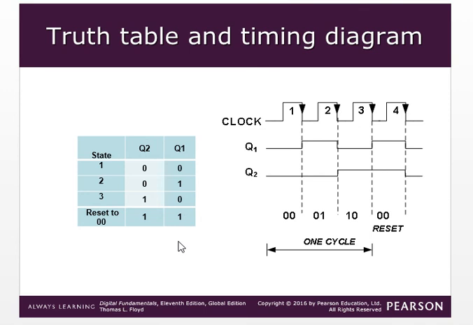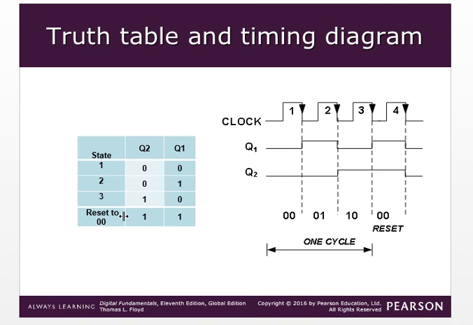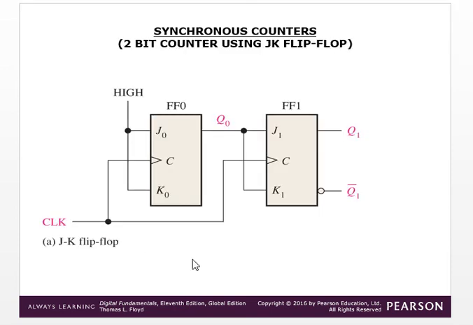So this is a divide by 4 counter, a synchronous counter. The truth table will be 0 0, 0 1, 1 0 and 1 1. It is not resetting, because there is no NAND gate here, so it will not reset. So this is the 2-bit synchronous counter. The truth table is 0 0, 0 1, 1 0 and 1 1.